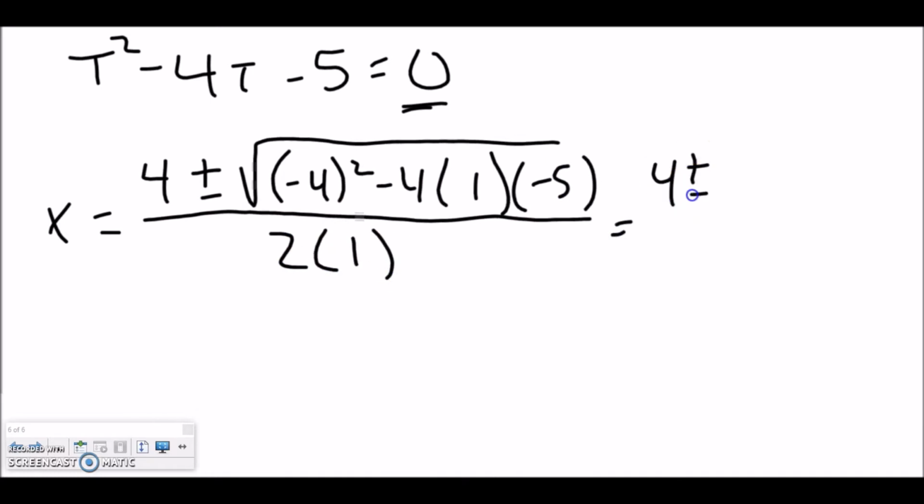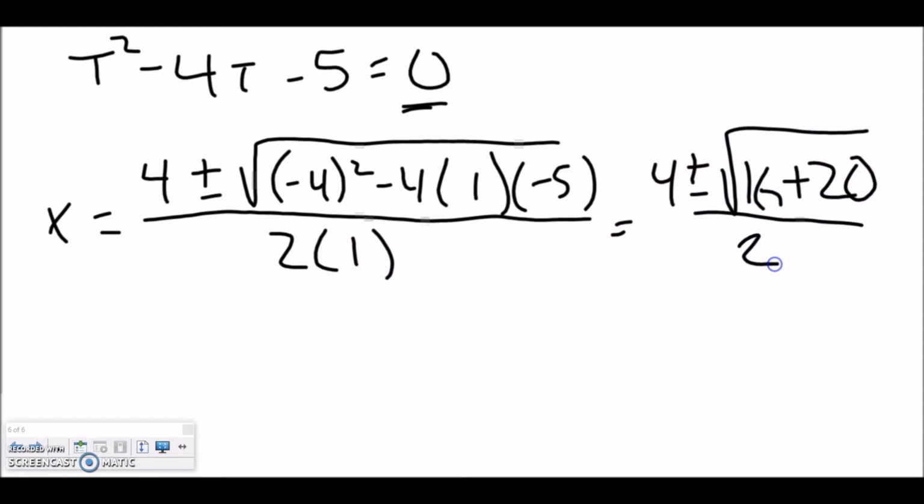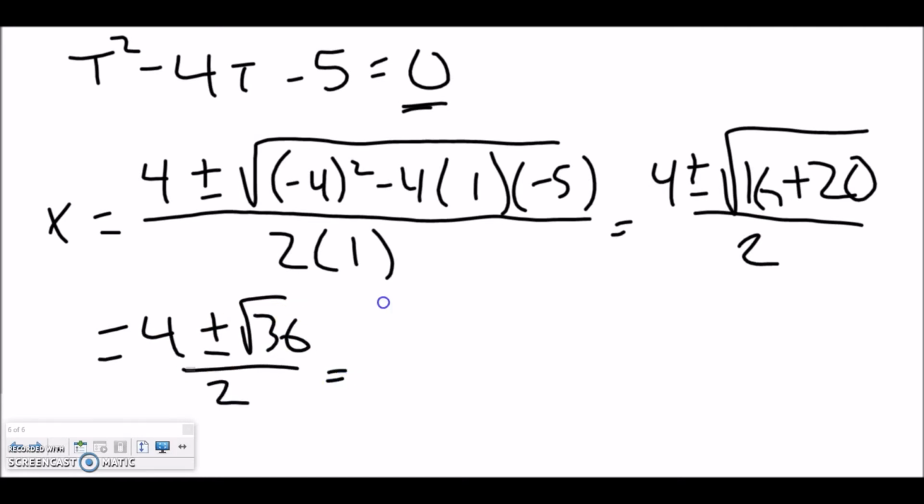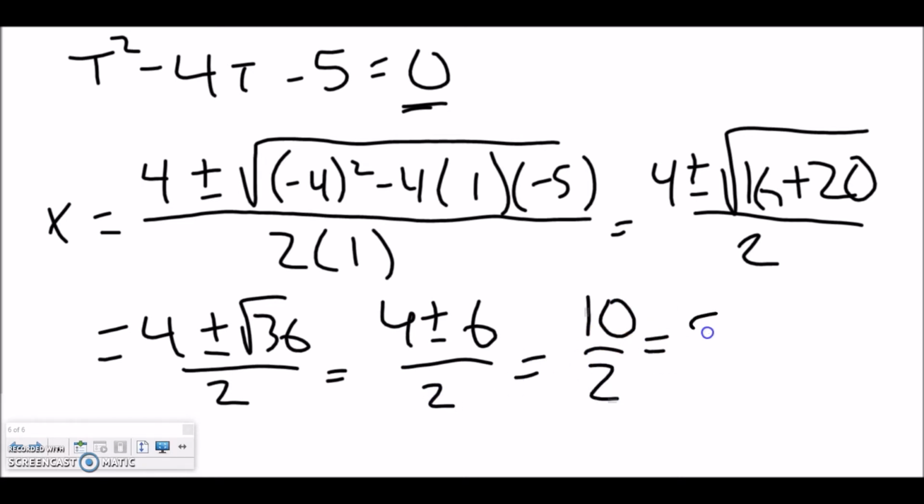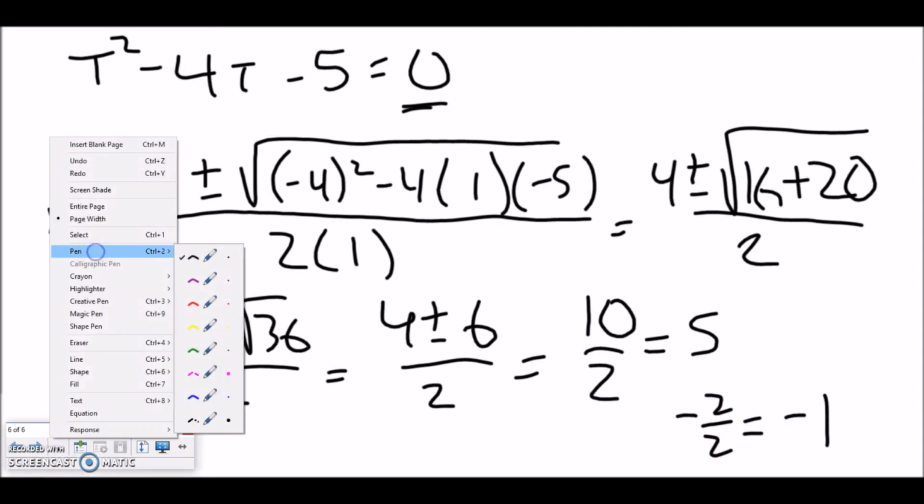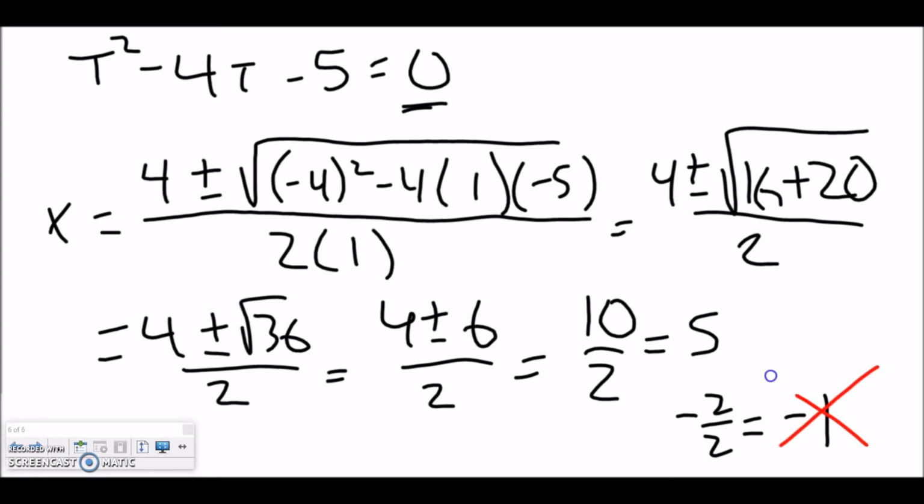That's 4 plus or minus the square root of 16 plus 20, over 2. That's 4 plus or minus the square root of 36, over 2. That's 4 plus or minus 6, over 2. That's 10 over 2, which is 5, or negative 2 over 2, which is negative 1. And again, negative 1 doesn't make sense. Our ball hits the ground in 5 seconds.